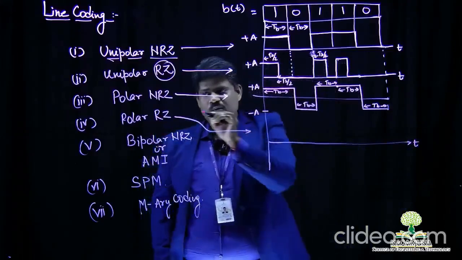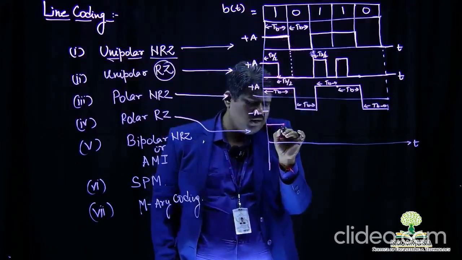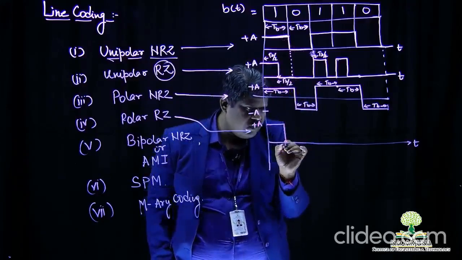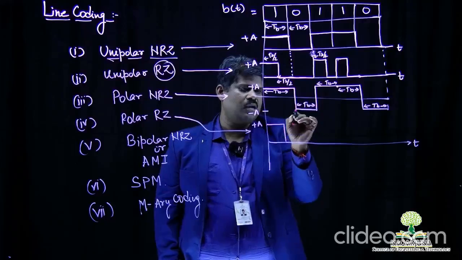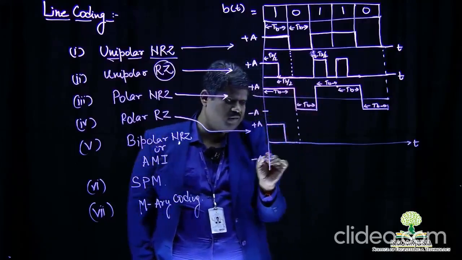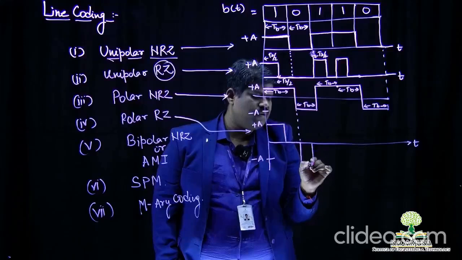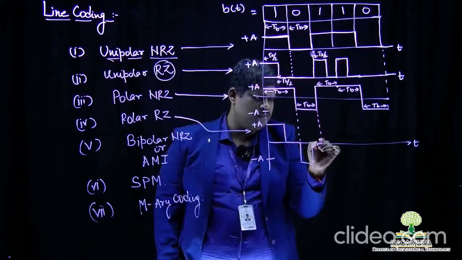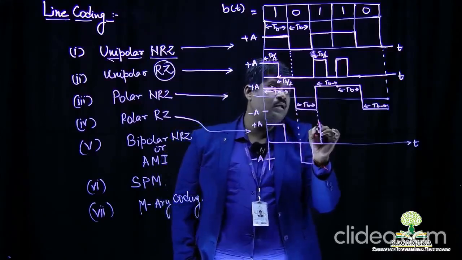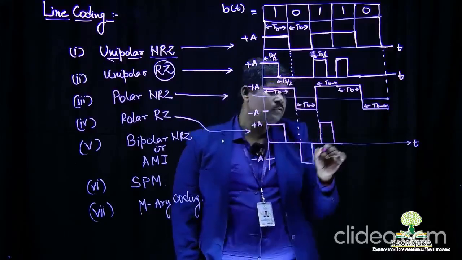Because it is a polar RZ, what will happen? For half of the bit interval, it will be plus A. For the remaining half of the bit interval, it will return to 0. Again, for 0, for half of the bit interval it will be minus A, and for the remaining half it will return to 0. Again, 1 is there: for half of the bit interval it will be high, and for the remaining half it will return to 0.